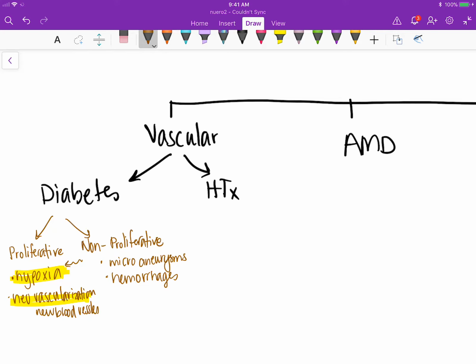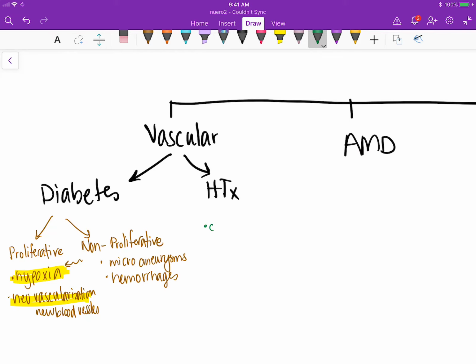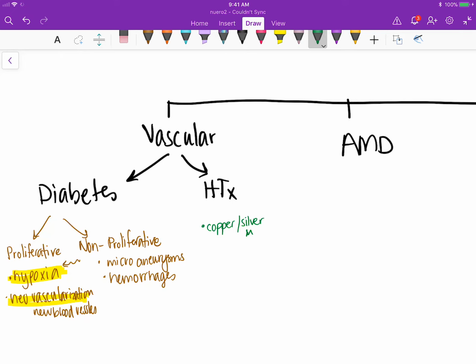Hypertension is characterized by a couple of things. So basically, you have copper and silver wires. What that means is that all the arteries in the eye, all the blood vessels, have become very thick. So when you shine light on it, it reflects the light really, really well. So that's why it looks like copper and silver wires, thick arteries.